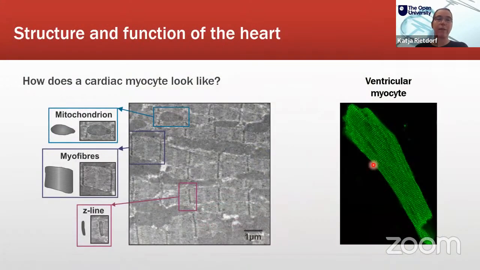And how do these cardiomyocytes look if you look at them under a microscope? So here on the left-hand side, you've got a transmission electron microscope image of a cardiac myocyte, and you see a very structured, organized image. You see these elliptical structures, which are mitochondria, the organelles that produce the energy for the cell, and they are lying in neat rows throughout the myocyte.